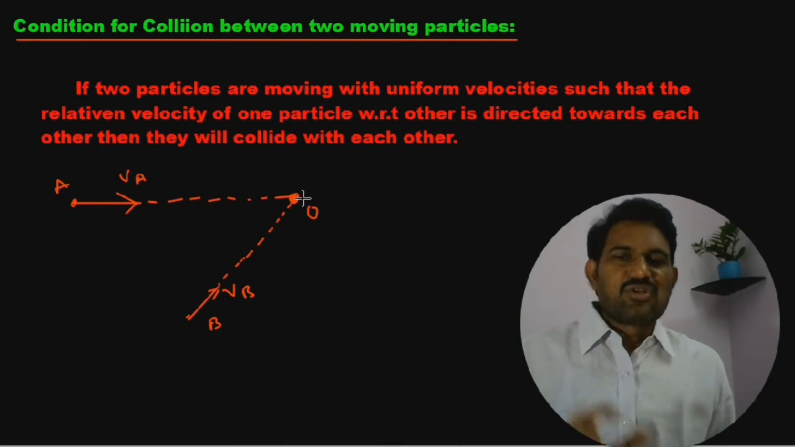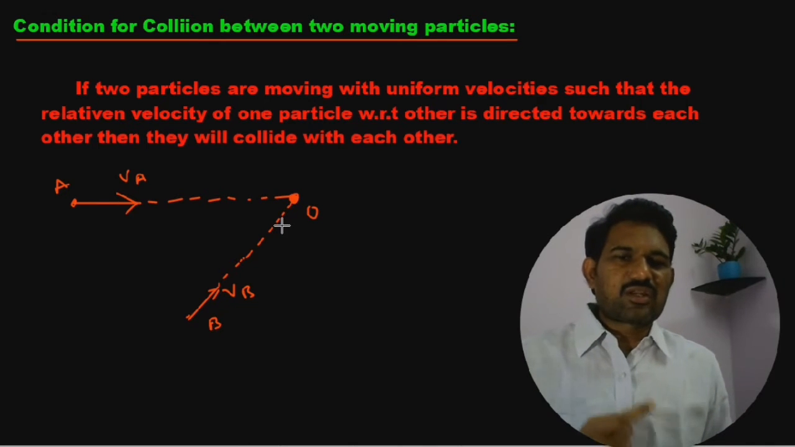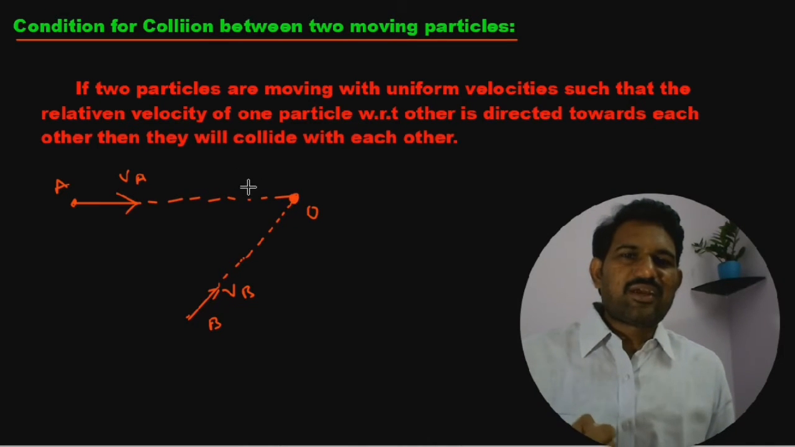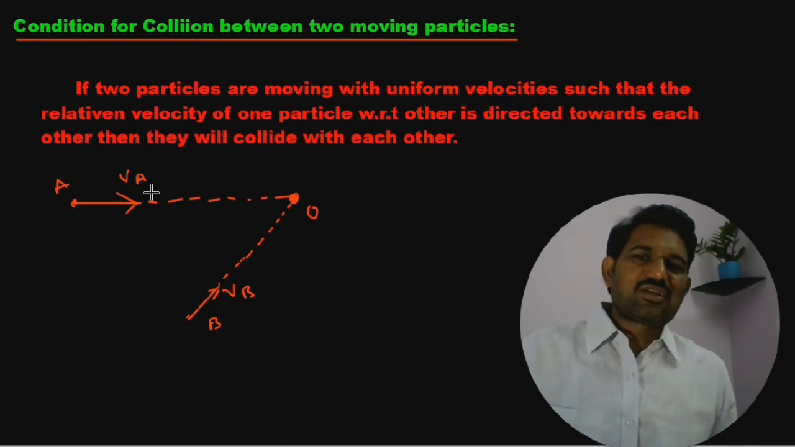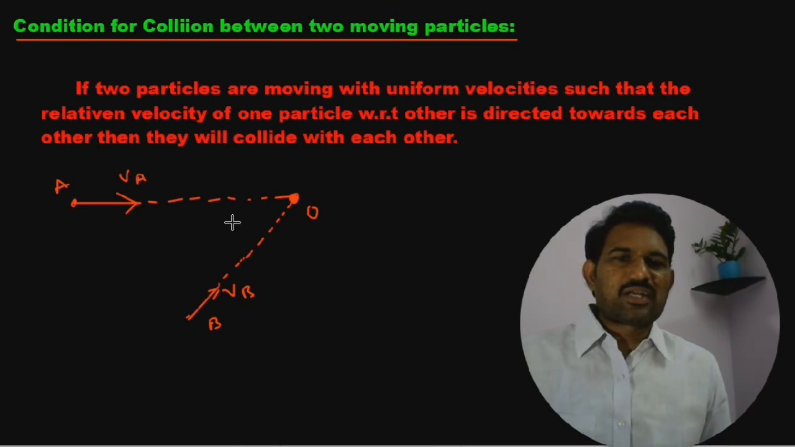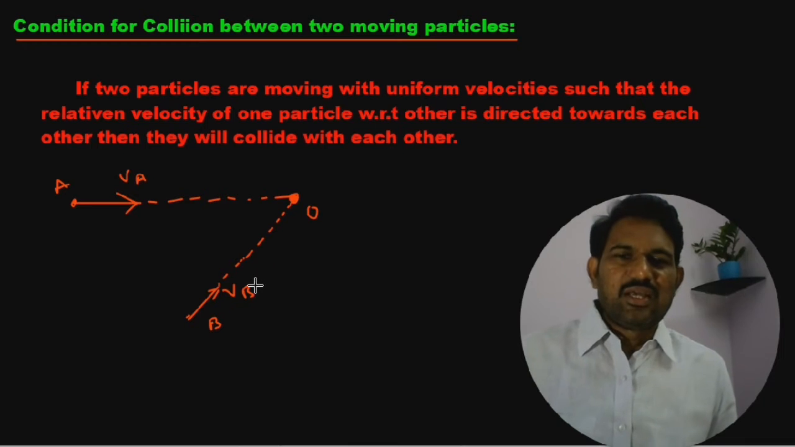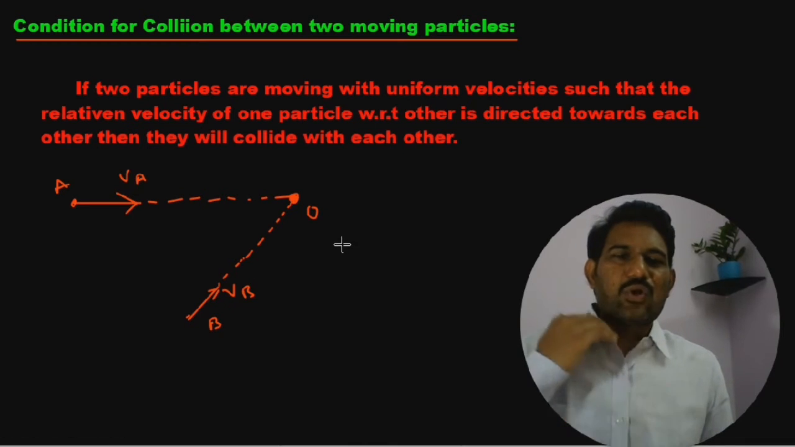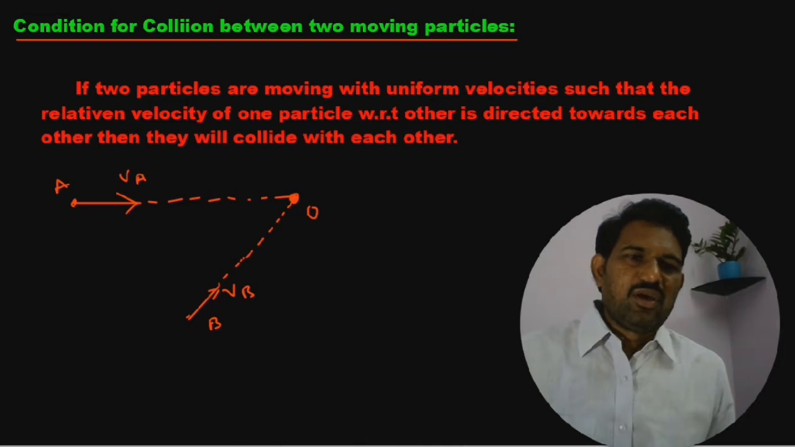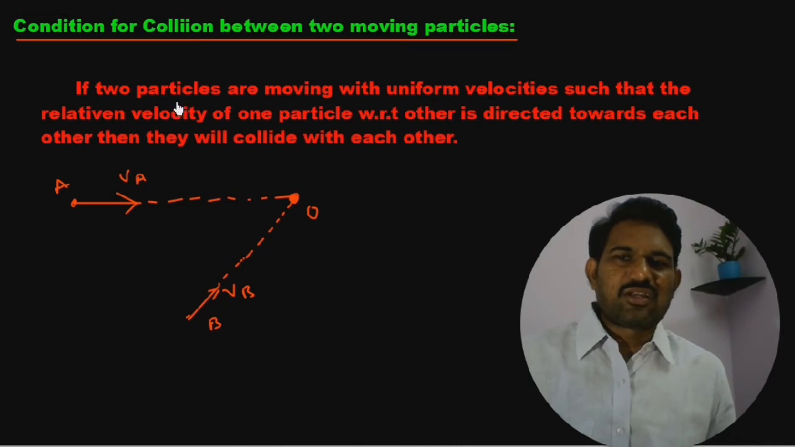But here, with the help of relativity, what we can conclude is, if you are finding the velocity of one particle with respect to the other particle, if the relative velocity of one particle with respect to the other is directed towards each other, then collision is possible. If it is along any other direction, then collision is not possible. So, if two particles are moving with uniform velocity such that the relative velocity of one particle with respect to the other is directed towards each other, then they will collide with each other, right? Otherwise collision is not possible.